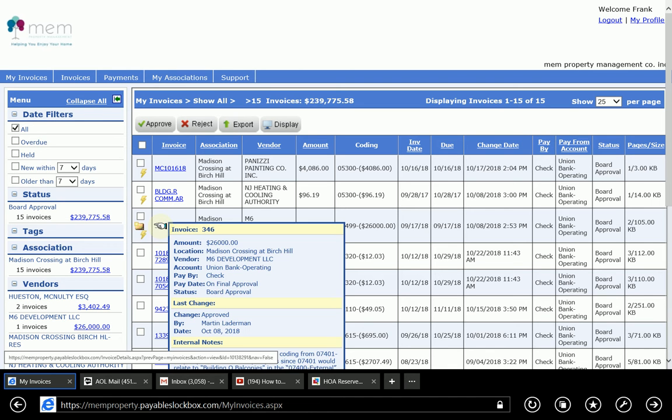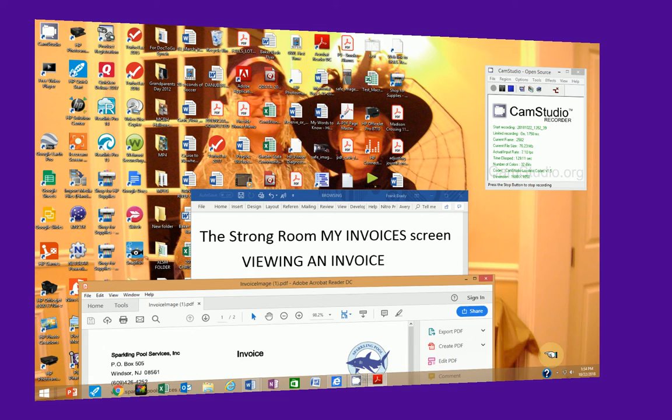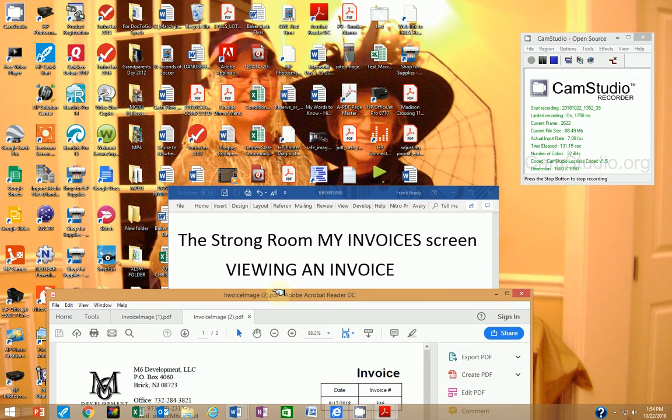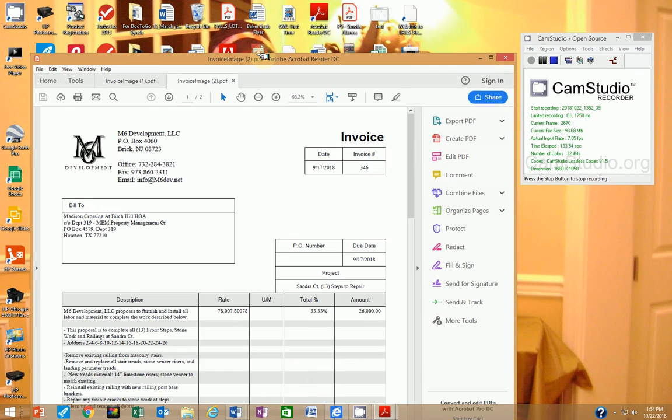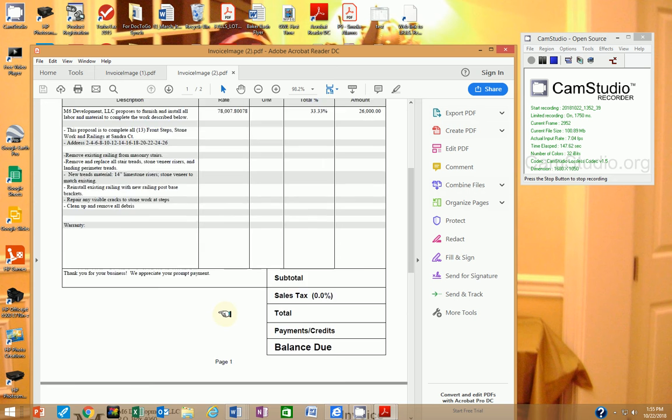Invoice number 346. Clicking on the invoice number, we have again information about that particular invoice, and I'll go down to the lower right hand corner and open the invoice, and what I will see is this is the M6 invoice for doing the front steps and railings on Sandra Court, I believe. 13 sets of steps to be repaired on Sandra Court. This is for $26,000. This is the initial payment.